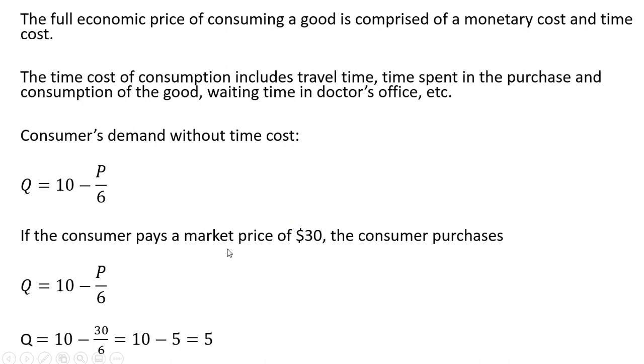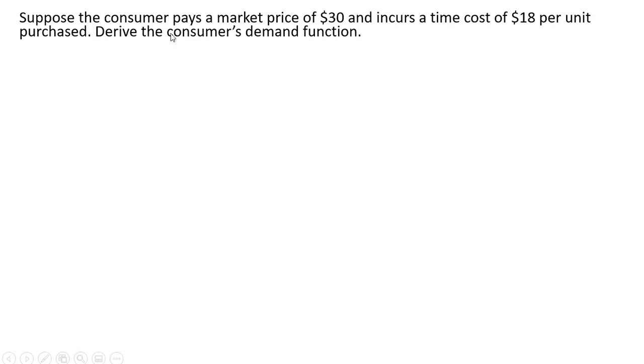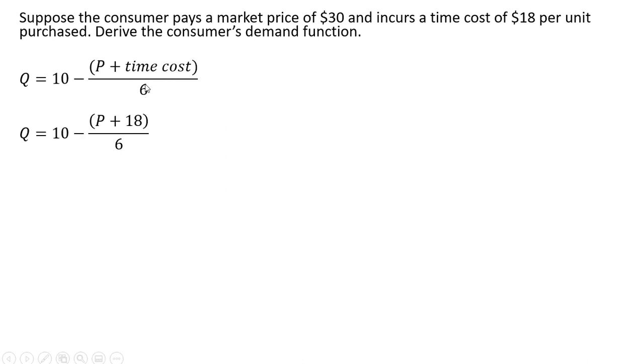So now let's incorporate time cost into the analysis. Suppose the consumer pays a market price of $30 and incurs a time cost of $18 per unit purchased. Derive the consumer's demand function. So we're going to take the price here and we're going to add to it the time cost. So this is the price per unit plus the time cost per unit. And that's all going to be divided by 6 here. So for the time cost, we're going to plug in 18. And now we're going to simplify this.